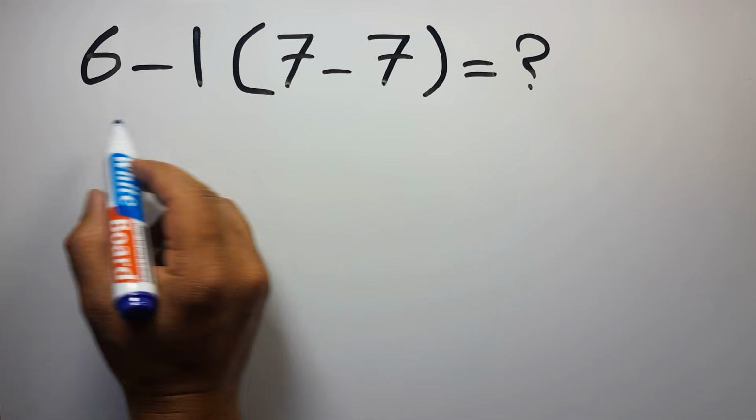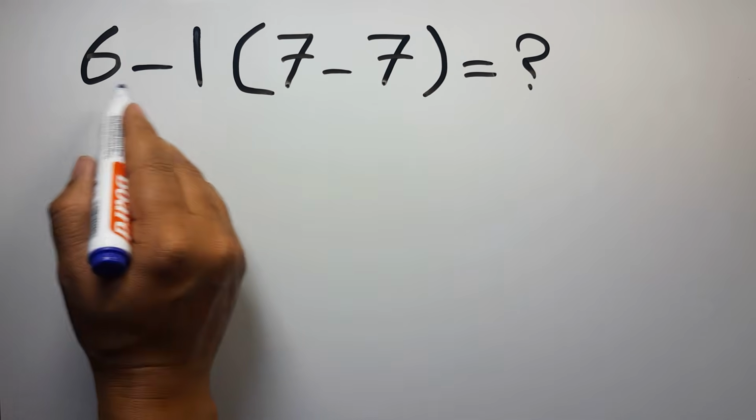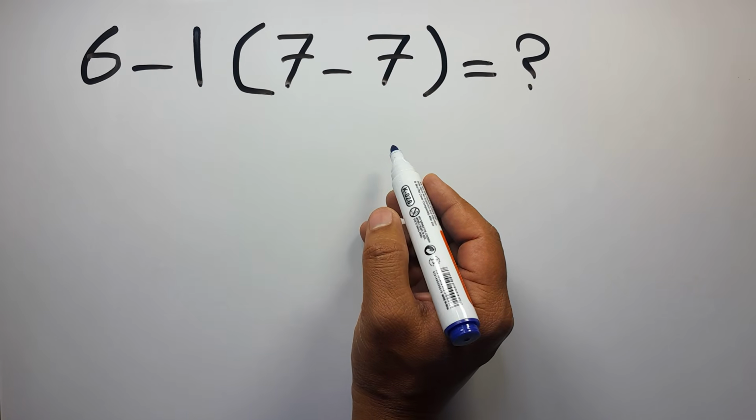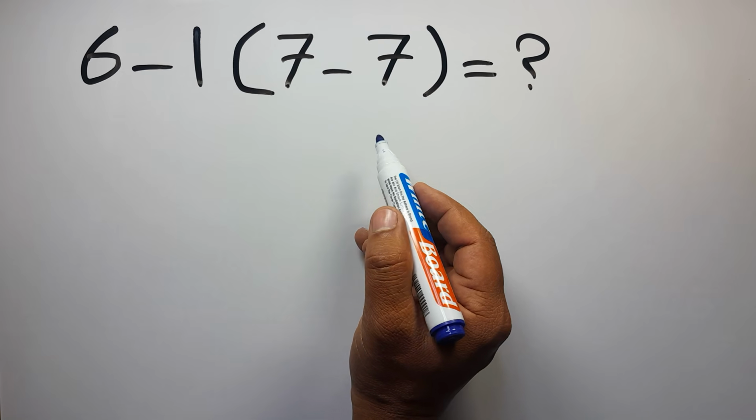In this video, we want to find the value of this expression: 6 minus 1, then times 7 minus 7. Are you ready to solve? Let's go ahead and get started.